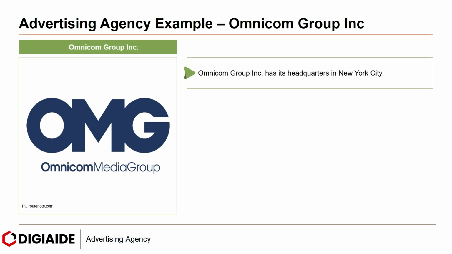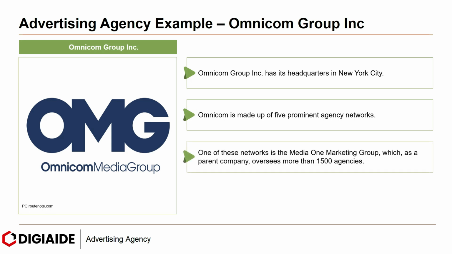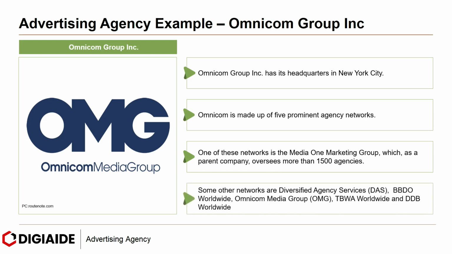Omnicom Group has its headquarters in New York City. It is made up of 5 prominent agency networks. One of these networks is the Media One Marketing Group, which as a parent company oversees more than 1,500 agencies. Some of the other networks are Diversified Agency Services, BBDO Worldwide, Omnicom Media Group, TBWA Worldwide, and DDB Worldwide. So that's it, folks. This brings an end to the topic on advertising agency.